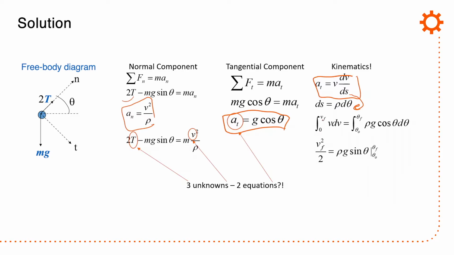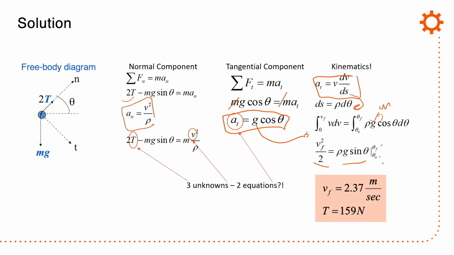So the integral becomes 0 to velocity final, v dv, and theta initial to theta final, rho g, which is really mass of the kid. Sorry, I would have gotten rid of mass at this point. So we could get rid of mass here, sorry. This is over here. So we got acceleration tangential, we got rho g cos theta d theta, and we end up with vf squared, rho g sine theta, from theta initial to theta final.